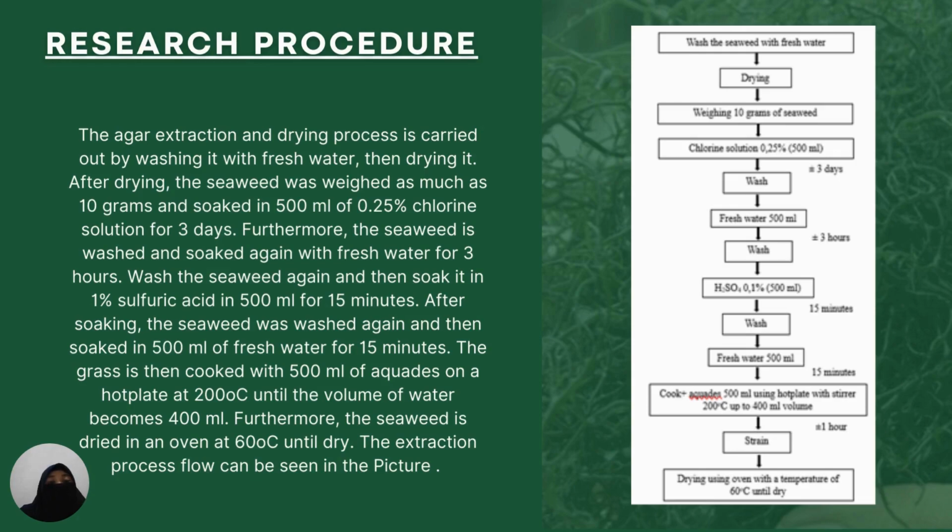After soaking, the seaweed was washed again and then soaked in 500 ml of fresh water for 15 minutes. And then we cook the seaweed in 500 ml of aqueous solution on the hot plate at 200 degrees Celsius until the volume of water becomes 400 ml. Furthermore, the seaweed is dried in an oven at 60 degrees Celsius until dry. The extraction process you can see from the picture.